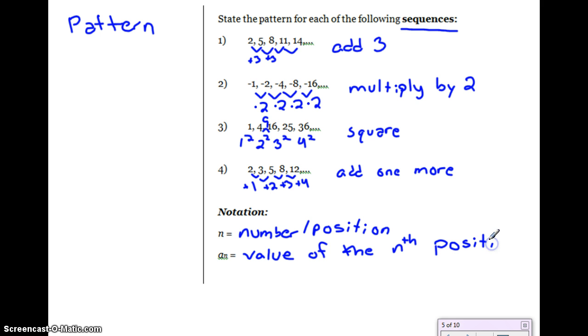If n is 5, then I would be looking at the 1, 2, 3, 4, 5th number. A sub n would be 12, because that's the actual value of the 5th number. Okay, so n is the actual position of what it's in, so 12 would be the 5th position, 8 is the 4th position, 5 is the 3rd position, 3 was the 2nd position, 2 is the 1st position, and then a sub n is the actual value of that position.